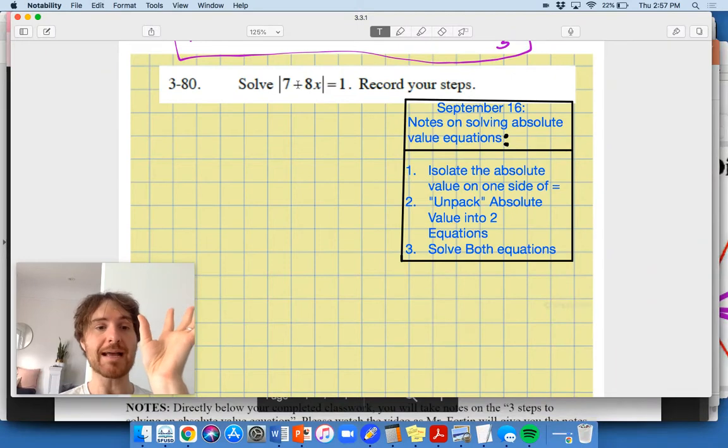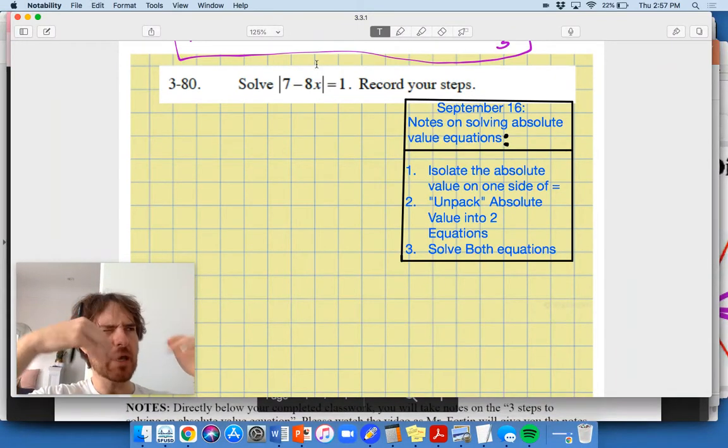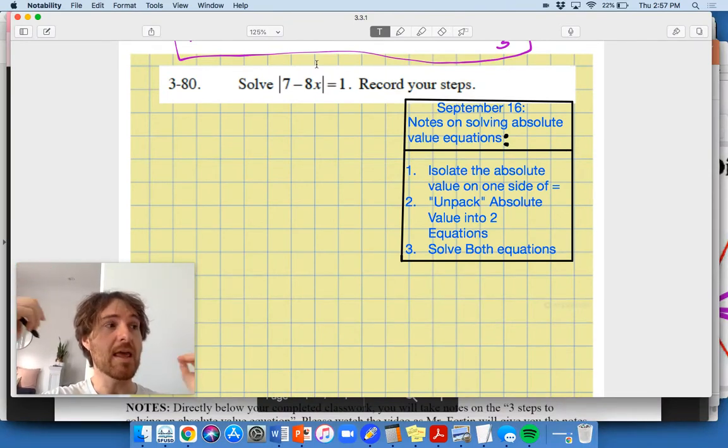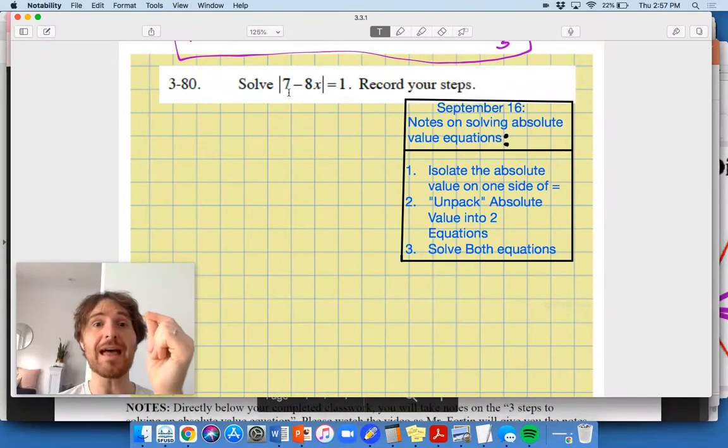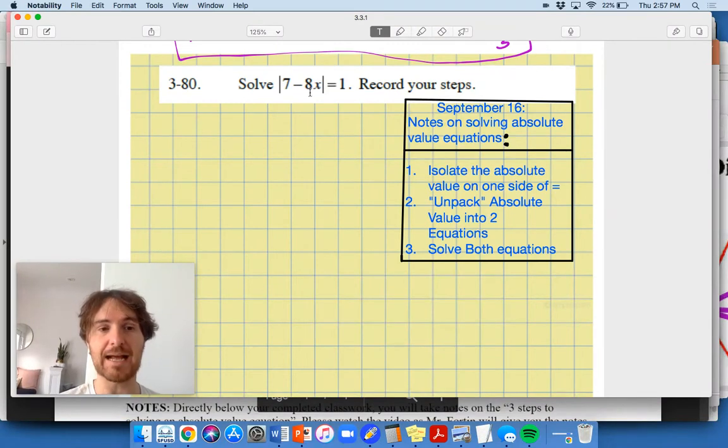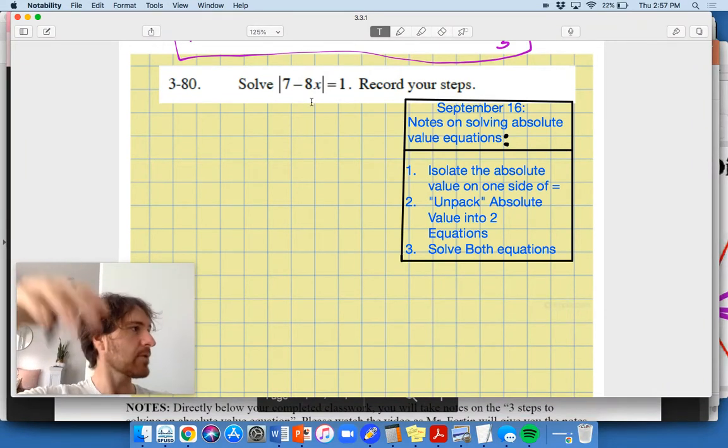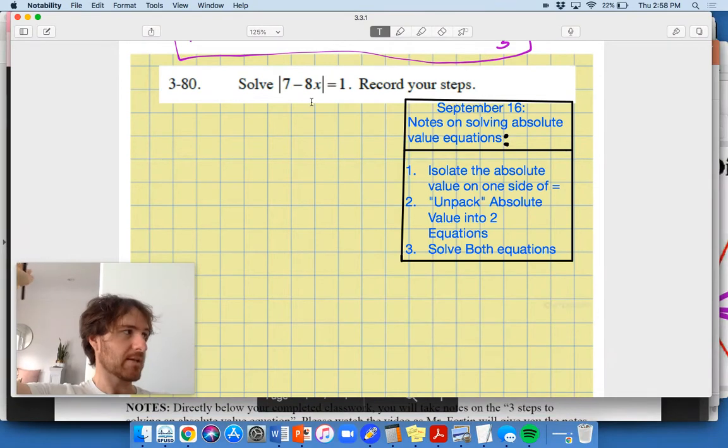The reason why you want to isolate that, right, is you just want to have the absolute value of something equal to a number. If you remember the definition of absolute value from chapter 1, absolute value is a number's distance from 0. So we know that this expression, 7 minus 8x, the thing that we have in absolute value, the absolute value of 7 minus 8x is 1. So 7 minus 8x, its distance from 0, right? Whatever 7 minus 8x comes out to, we get some number. That number's distance from 0 is 1.